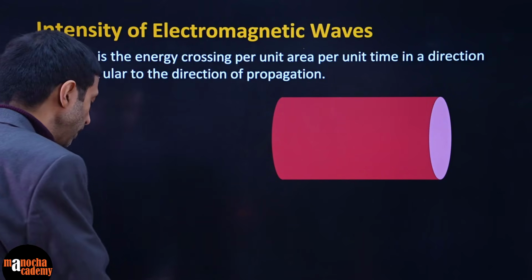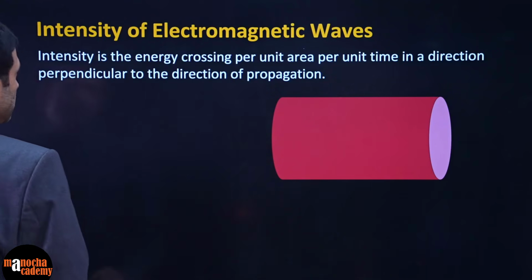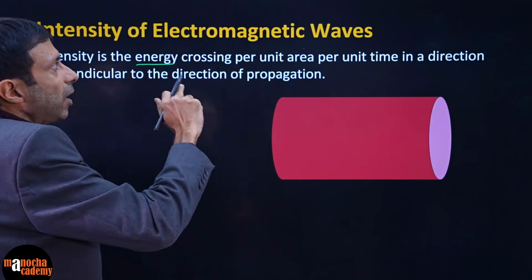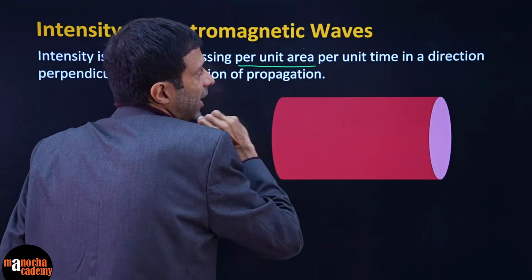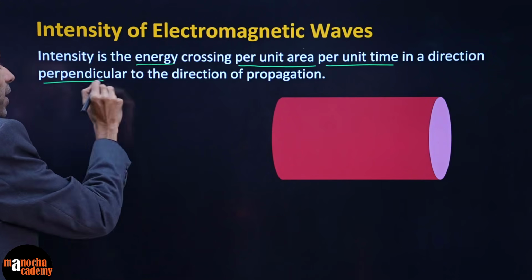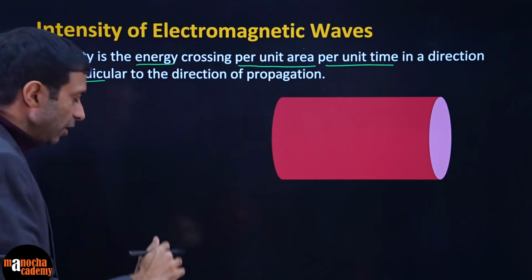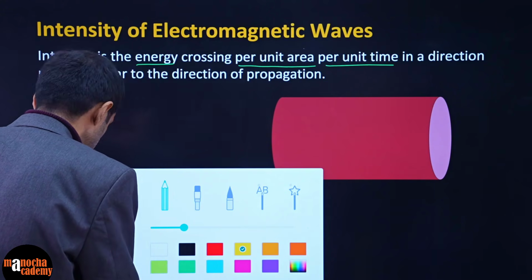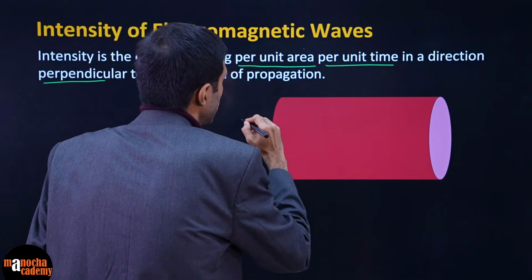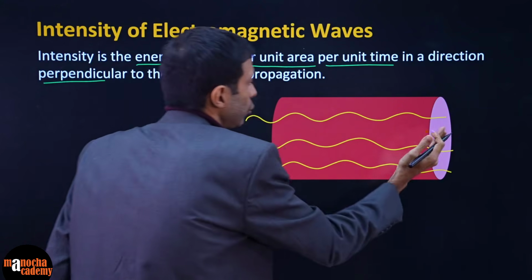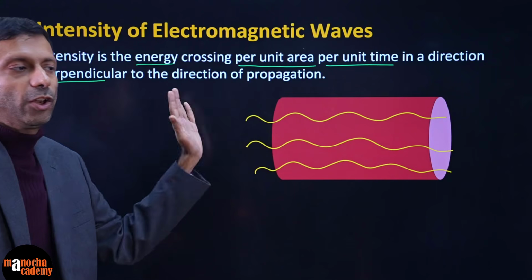How is intensity defined? Intensity basically means the energy crossing per unit area per unit time in the direction perpendicular to the direction of propagation. So imagine our electromagnetic waves are going like this. I want you to imagine the electromagnetic waves going like this. You can clearly see this cylinder is perpendicular to it, right?